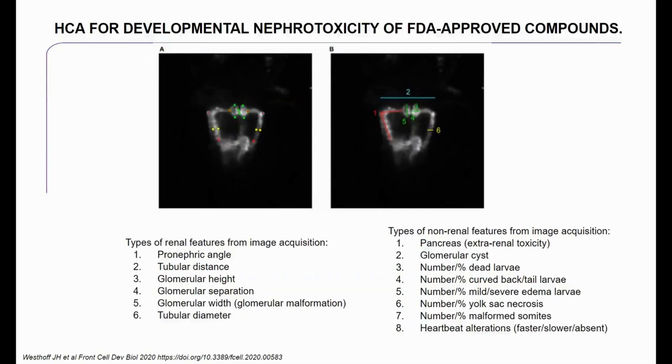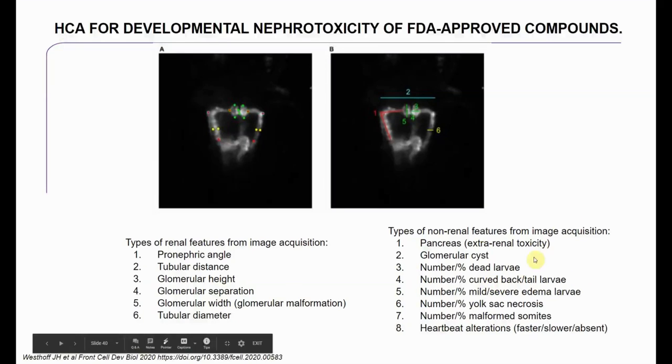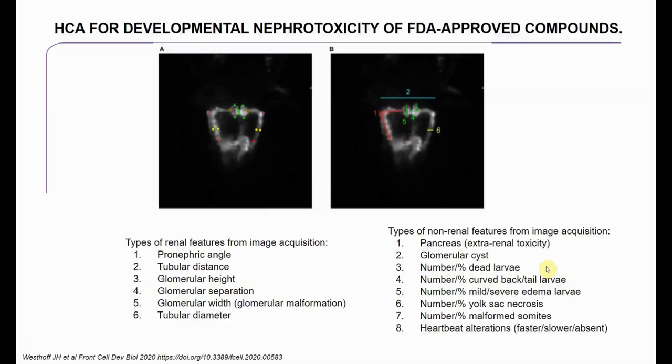And in this study, this group used two different methods. Now, the first one was where a scientist went in and labeled these critical points in each of the kidney images. Then software could easily calculate these distances and angles, to come up with 6 different features that could then be used for output from the assay. Also, there were non-renal features that could be extracted that described various other aspects of the whole embryo. So this was one method that they used.